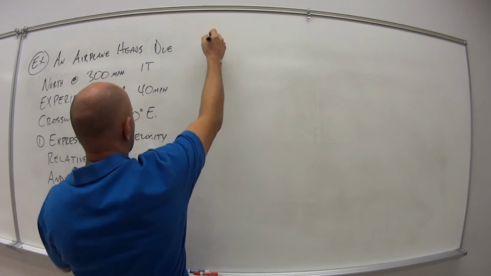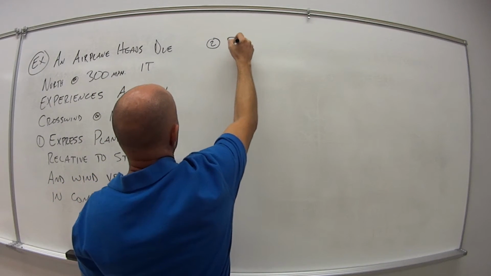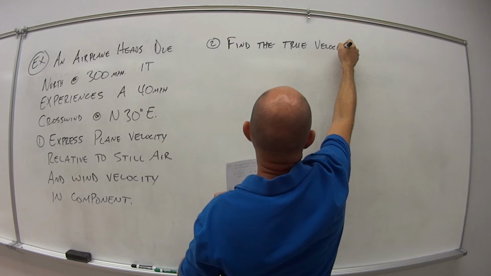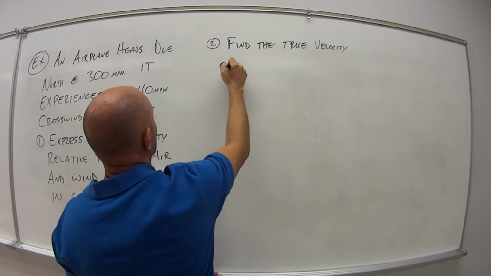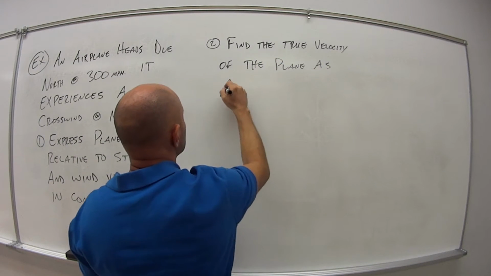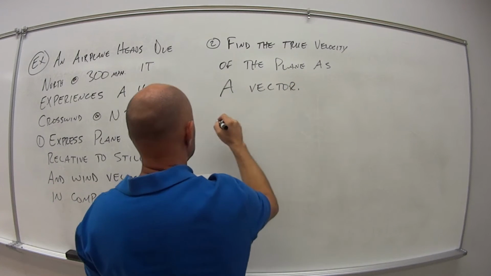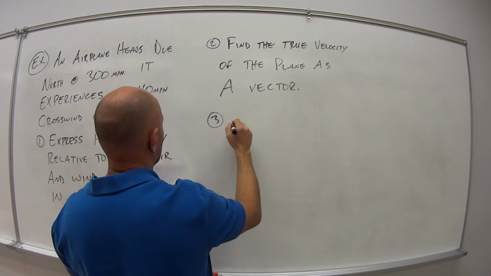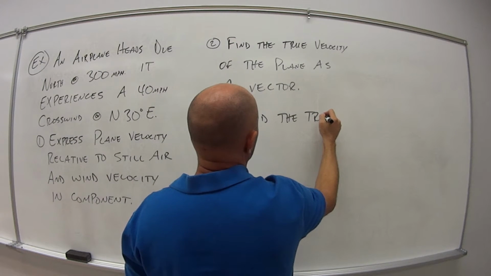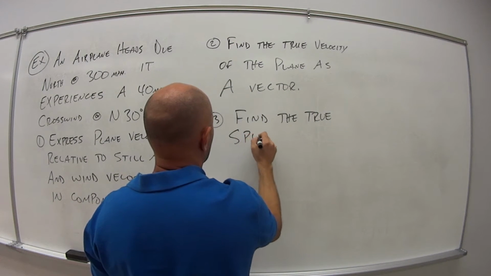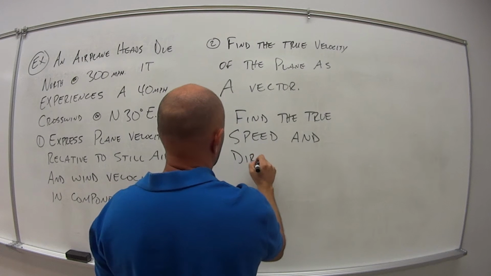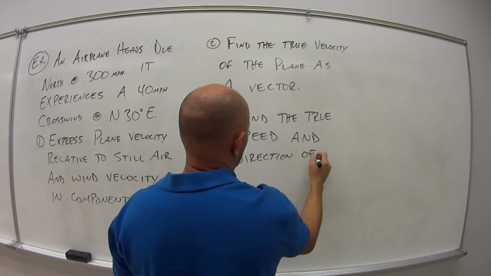The second thing is we want to find the true velocity of the plane as a vector, and then third, we want to find the true speed and direction of the plane.